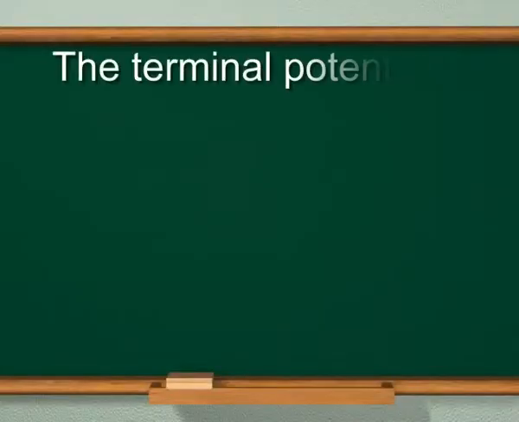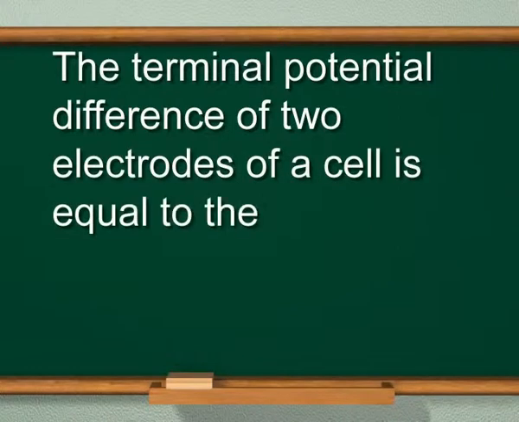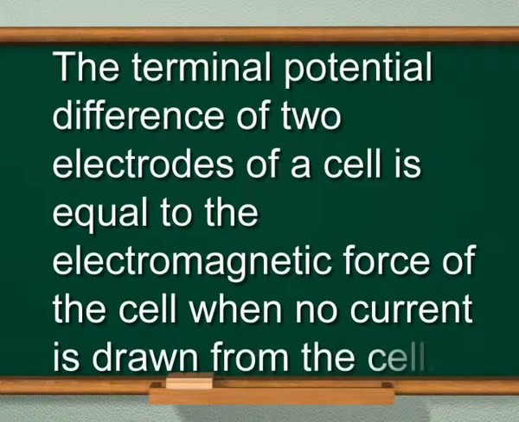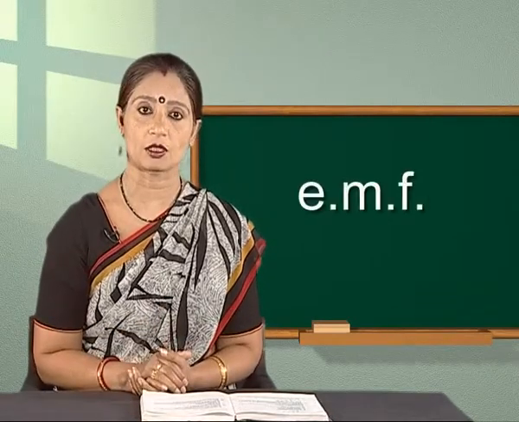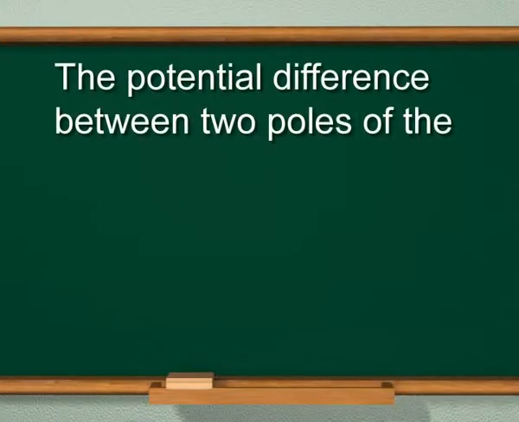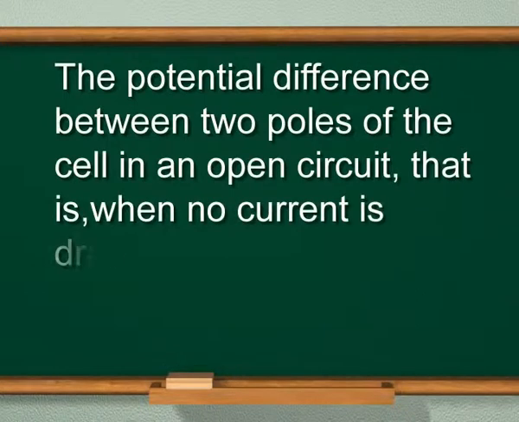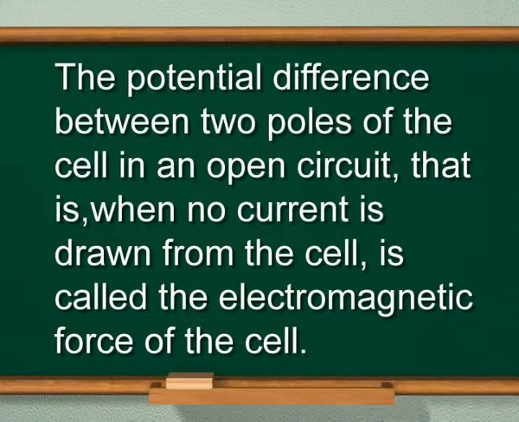Thus, the terminal potential difference of the two electrodes of a cell is equal to the electromotive force of the cell when no current is drawn from the cell. The electromotive force of a cell is also written and spoken as EMF in short. In other words, the potential difference between the two poles of the cell in an open circuit, that is, when no current is drawn from the cell, is called the electromotive force of the cell.